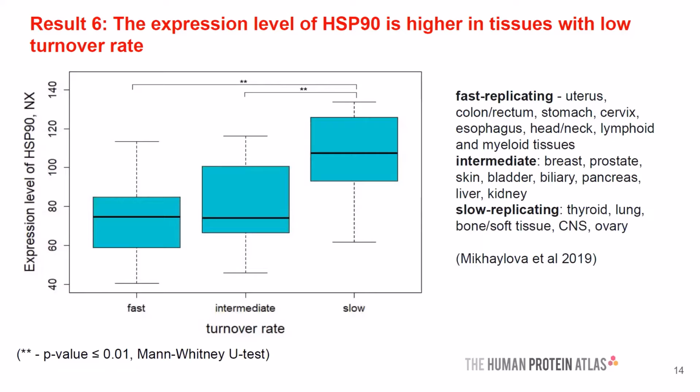Next, we compared the level of expression of HSP90 in different human tissues, and we divided the tissues into three groups according to their turnover rate. We saw that the highest level of expression of HSP90 is in the slow replicating tissues. We can't draw a strict parallel between slow replicating tissues and species with a low effective population size, but we can speculate about it. And in any case, this observation is definitely worth more research.